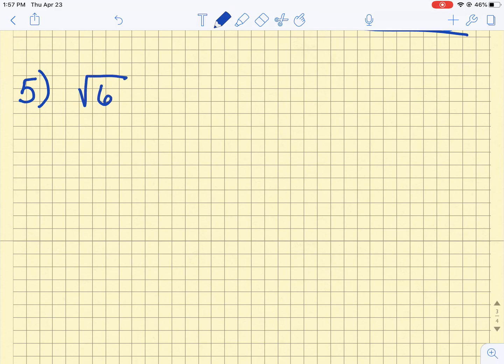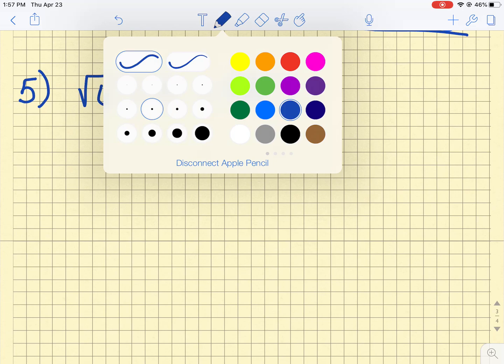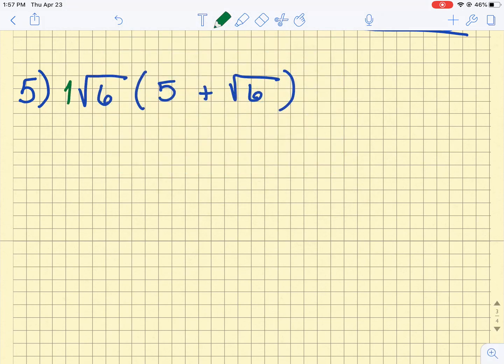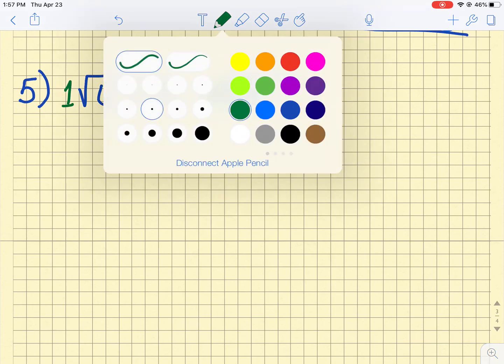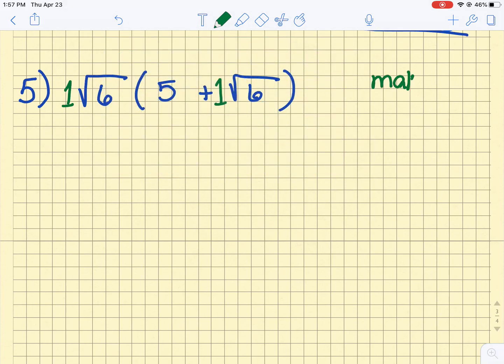Root 6, parenthesis, 5 plus root 6. Okay, it's up to you. There's a lot of these steps, it's up to you, but I'm going to make my invisible ones visible. You don't have to do this step, but that's just what I'm going to do right here. Okay, and then I'm going to distribute. Distribute, I don't know how to spell. Distribute. Let me try again.